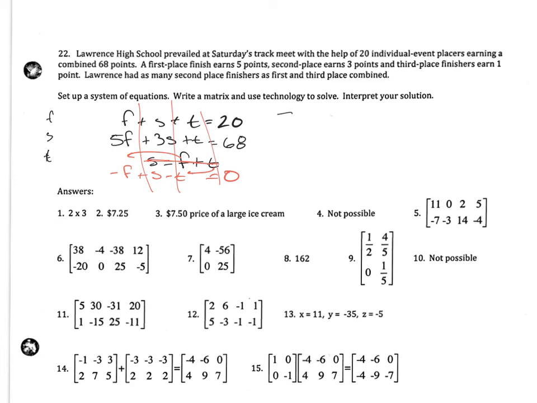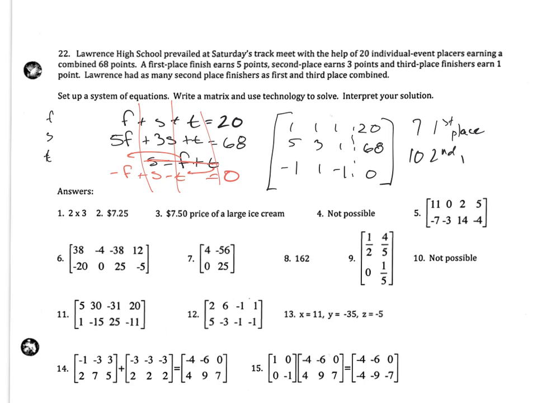It says write a matrix, so we're going to use an augmented matrix. 1, 1, 1, 20; 5, 3, 1, 68. And the equation we moved around: negative 1, 1, negative 1, 0. If the lines help you, put them in there. Then you go to RREF, and you type in the matrix. And so we get, don't write the answers, 7, 10, 3. Interpret what it means. We had 7 first place, 10 second place, and 3 third place.